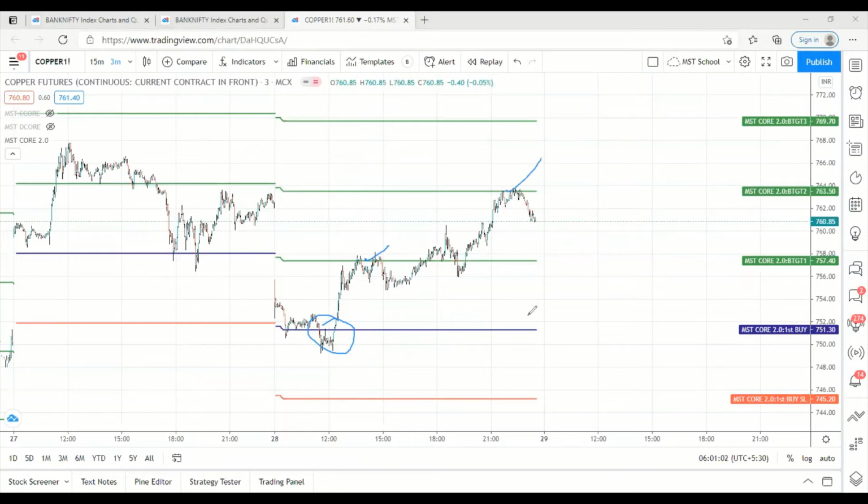So how many points did we get? 751 to 763, some 12 points. 12 points means 12 into 2,500 rupees. How much comes? 30,000 rupees profit. In copper, we have got 30,000 rupees profit. So in nickel 61,500 rupees profit, 15,300 rupees profit in crude oil, and 6,705 rupees profit in Bank Nifty.